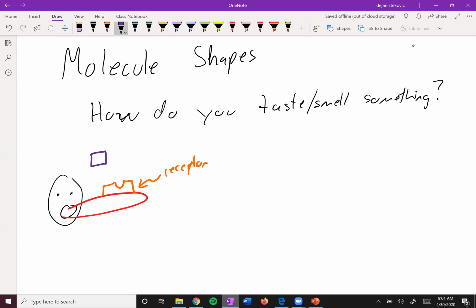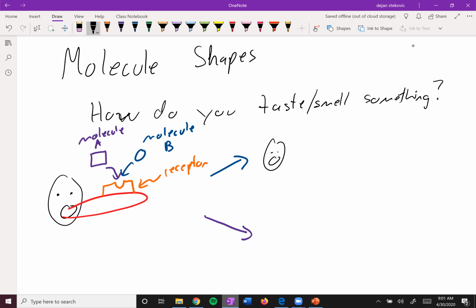We'll have one of them being a square, and we'll call this molecule A. And then the other one will be a circle, and this will be molecule B, right? So they've got different shapes. And you can tell our receptor here is more circular in shape than square in shape. So let's take a look at what's going to happen when either one of these tries to get into this receptor. So we'll have blue up here and purple down here. One will represent one going in, the other one will represent the other one. So let's just redraw our kind of mouth with our receptor.